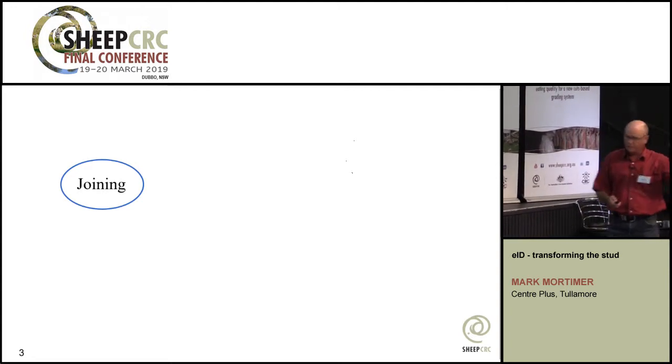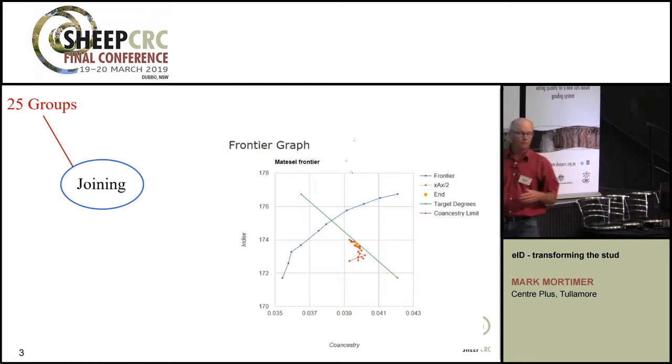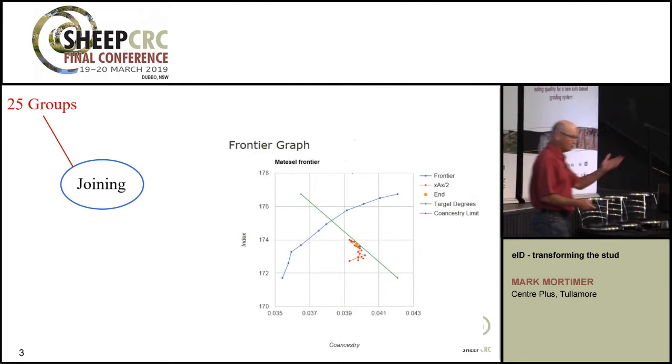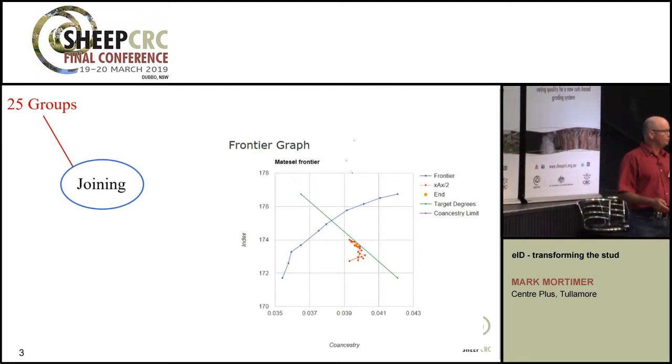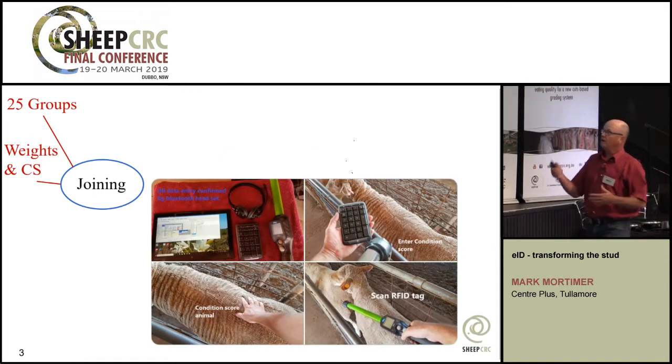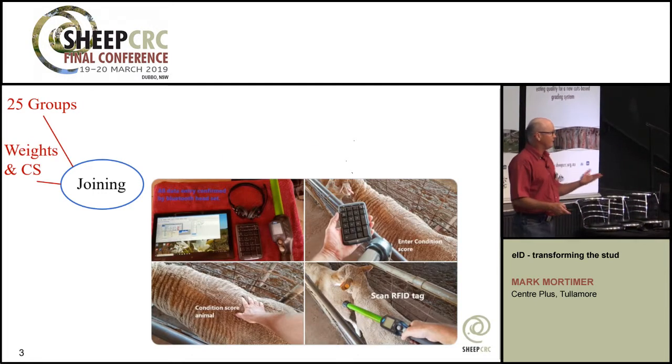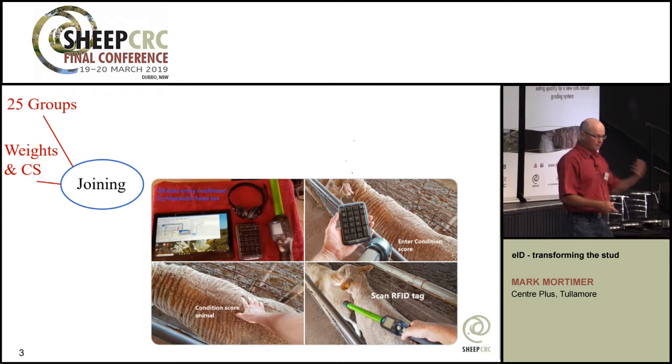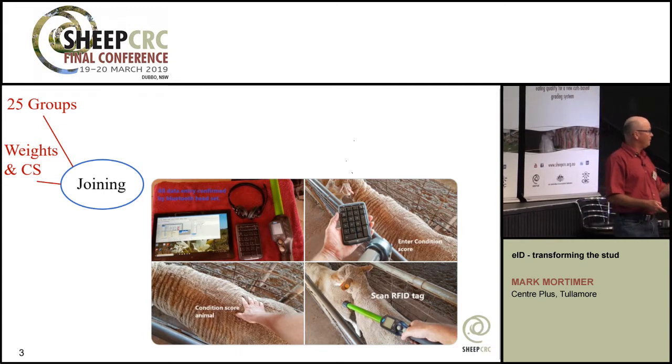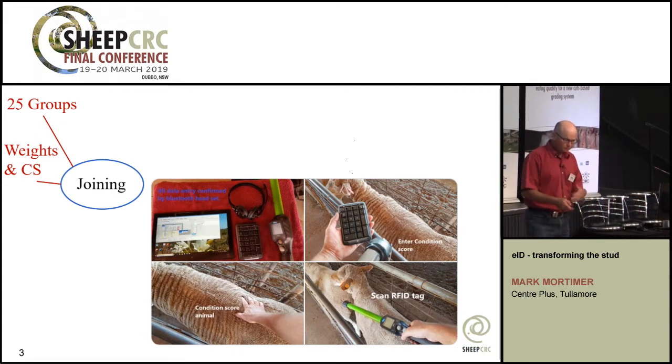So let's start at joining time. We use a system called MateCell to allocate our ewes and rams. So I need to get those ewes into 25 groups. Obviously an auto drafter is a very handy thing to be able to do that. So it drafts them up. At the same time we get weights, so we get our mating weight. We also get condition scores at that time.